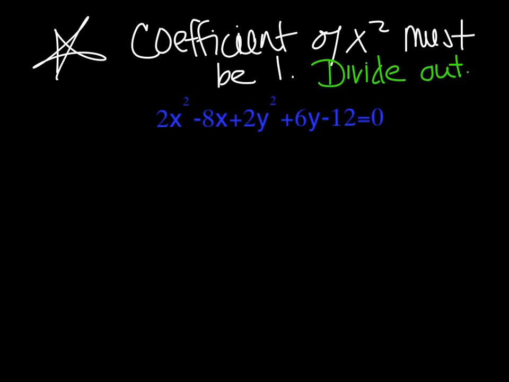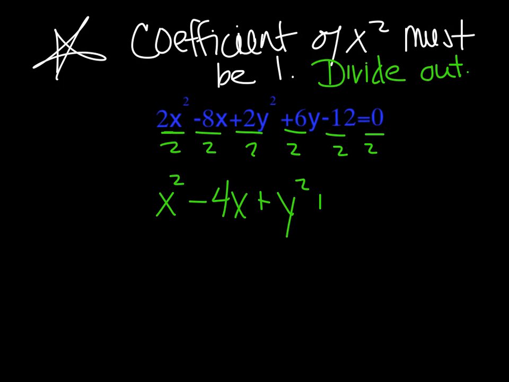the coefficient. So I notice right away, I know this x squared has to be a 1. So it has a 2 in front of it. It's simple. To get rid of it, you just divide every single term you see, even after the equal sign, by that number. So I'm going to divide everybody by 2. So that's going to get me x squared minus 4x plus y squared plus 3y minus 6 equals 0. Alright, so the first move, it's one extra step, no big deal. You're just going to divide everybody you see by that number.